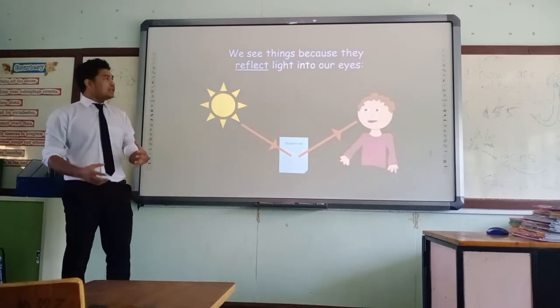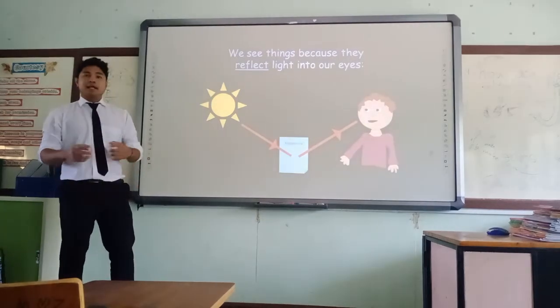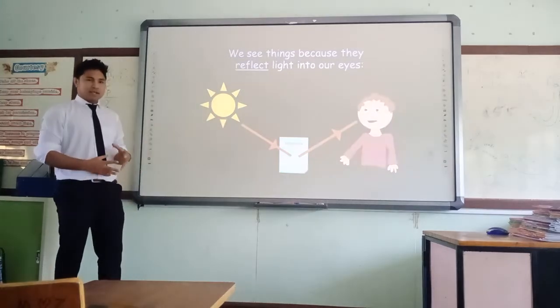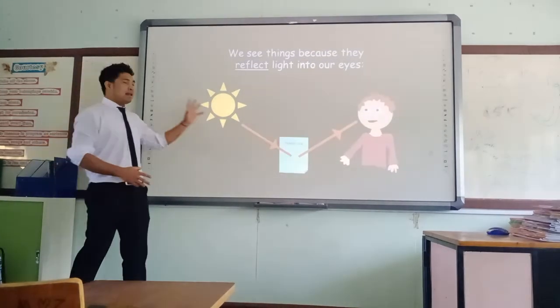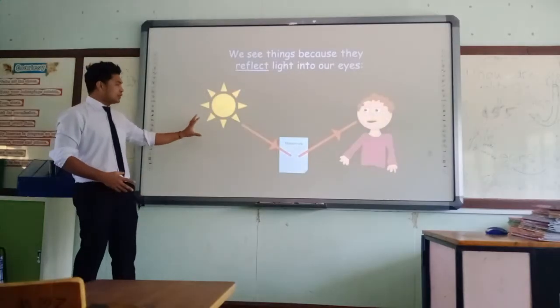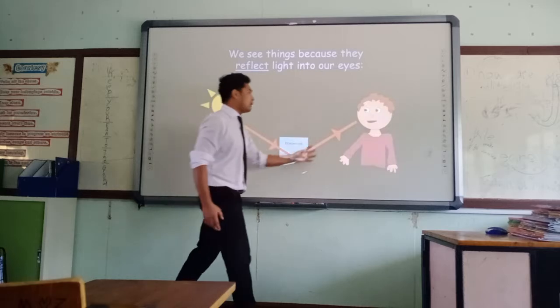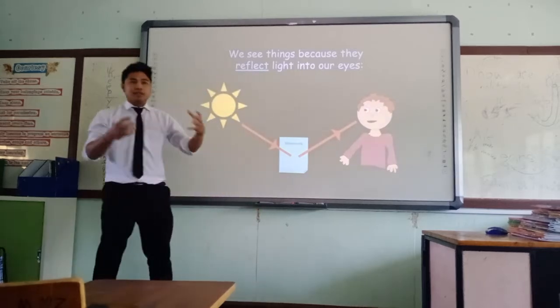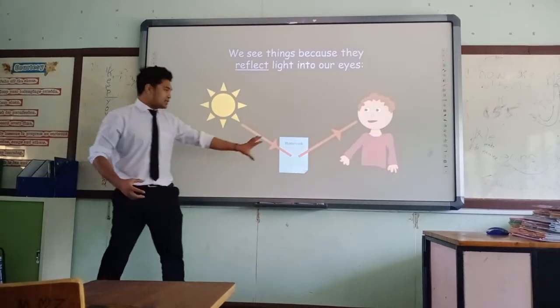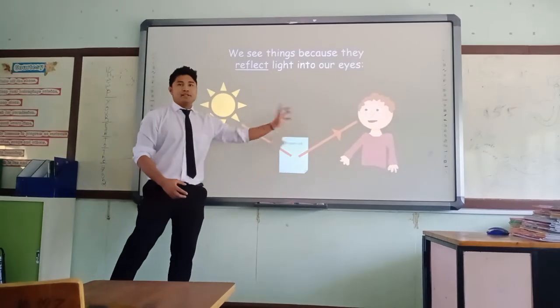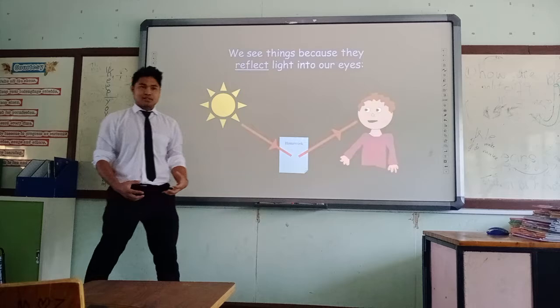Next, we see things because they reflect light into our eyes. Look at this example. The light comes from the sun and reflects from this object, and it's reflected into our eyes. That's why we see these things, because light reflects from this object to our eyes. Okay?